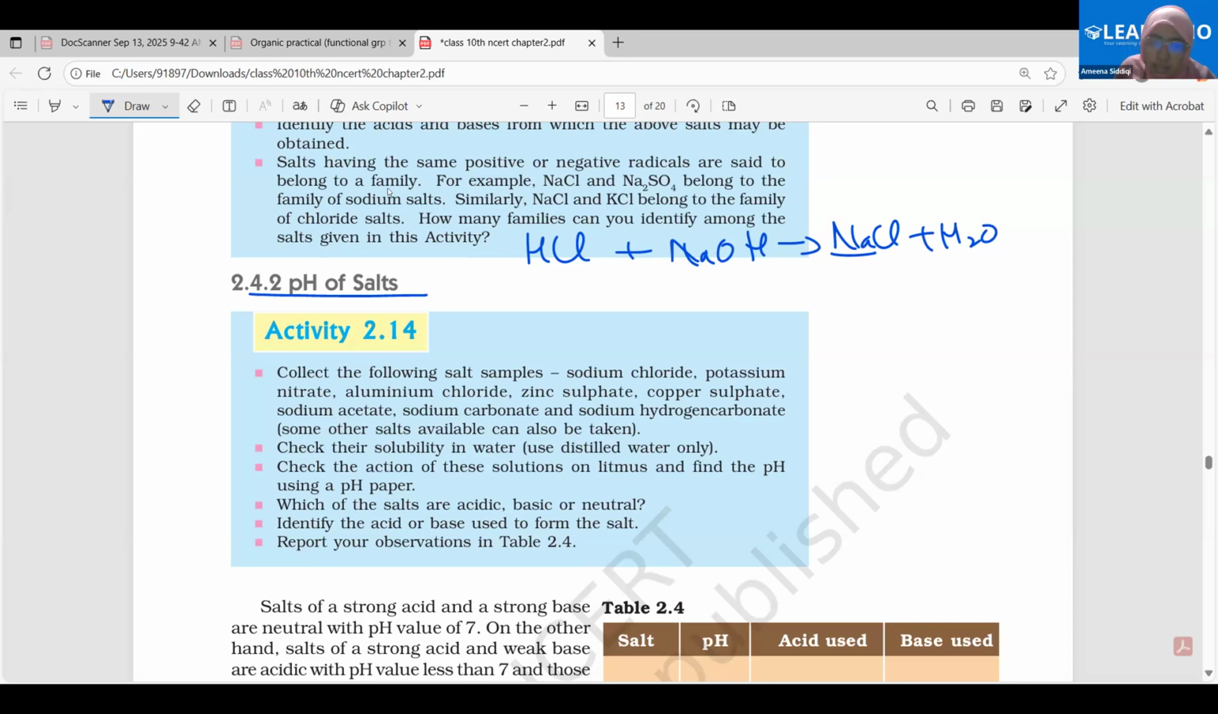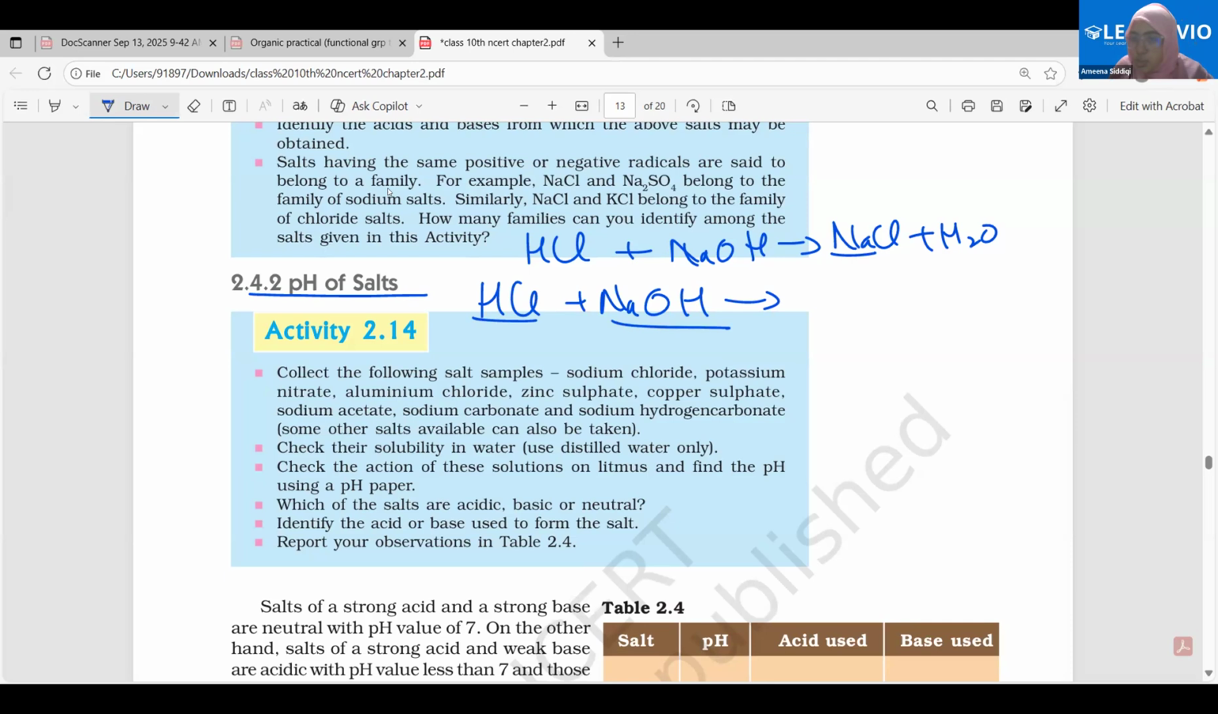Now let's quickly take this example. HCl plus NaOH. We'll go with the basic example. HCl is a strong acid. We have already discussed this, that HCl is a strong acid, right? And NaOH is also a strong base.